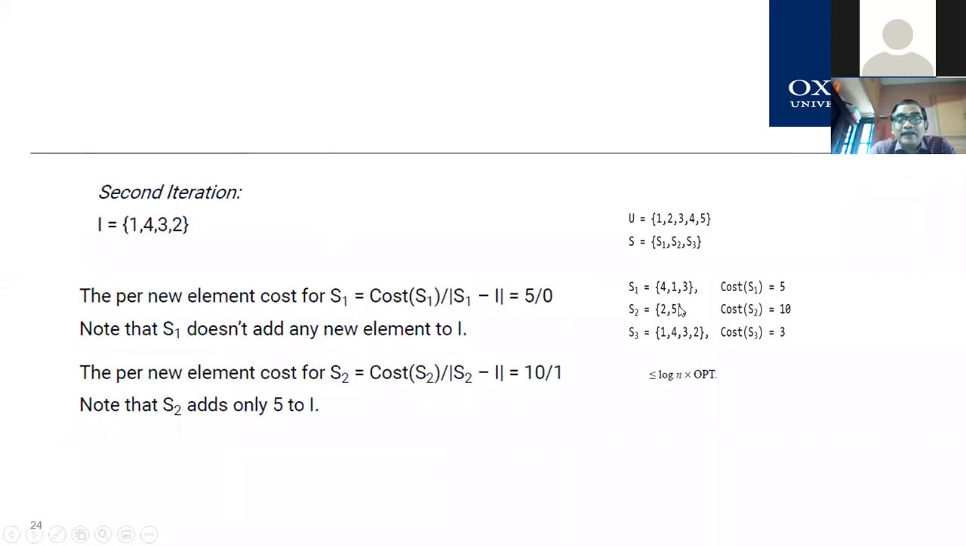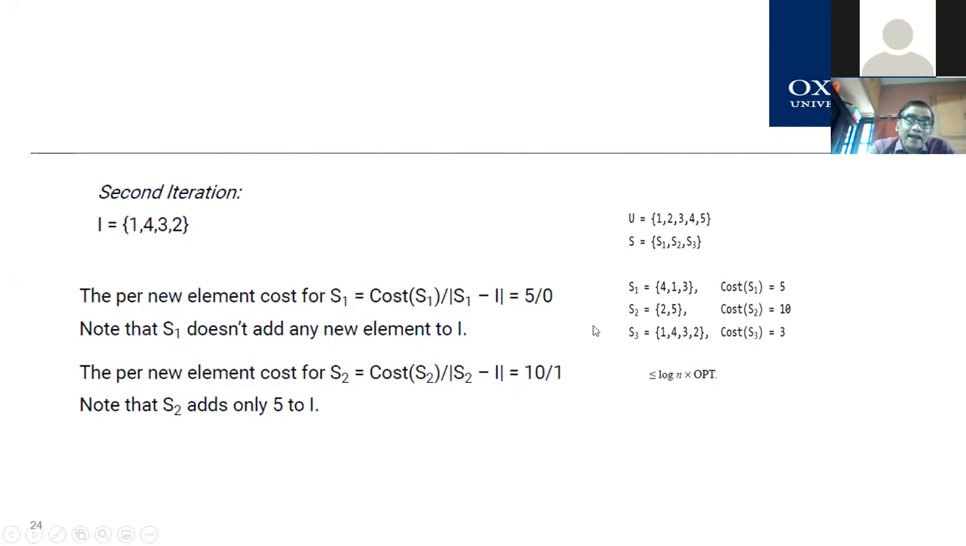Now, again I have only two choices, that is S1 or S2. S1 unfortunately does not have the element 5, so you can see it is going to be 5 divided by 0, whereas for the other set, 5 is there, so it is going to be 10 divided by 1. 5 divided by 0 is indeterminate. Therefore, I will pick this one, so I will add S2.